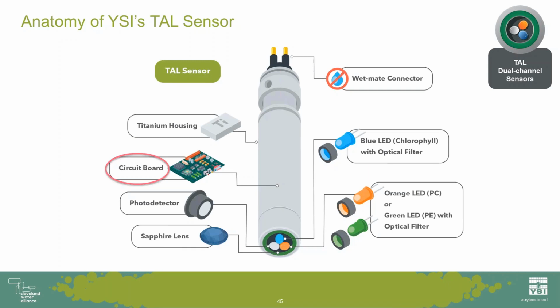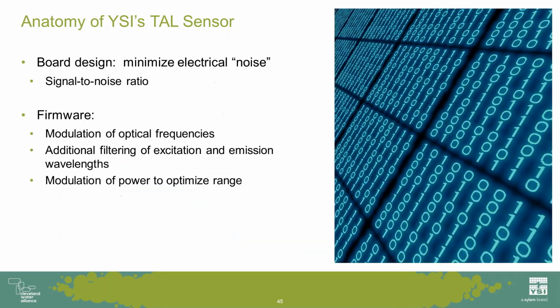Now, our software engineers come into play. So specificity is further optimized through firmware, which I also learned at YSI is a fancy word for the software that resides within the sensor itself. Modulation of optical frequencies means that the sensor has software which enables it to reject noise and out-of-band frequencies so that sensors don't interfere with one another.